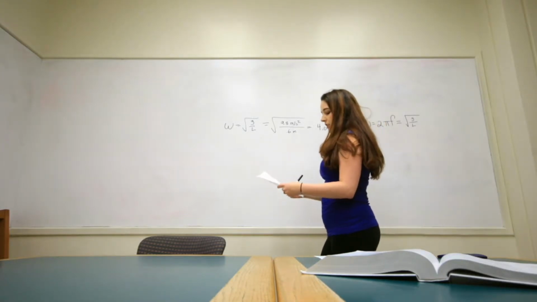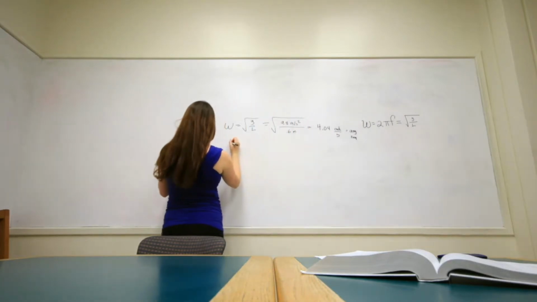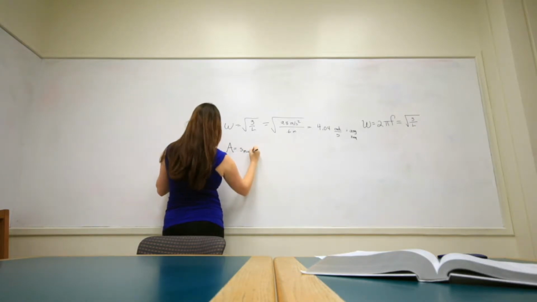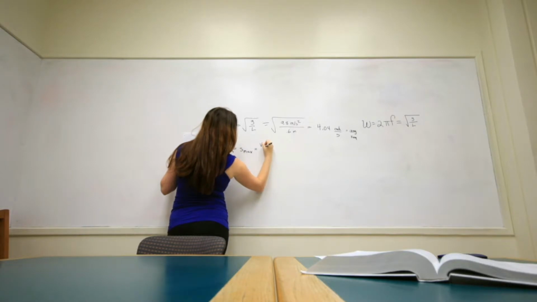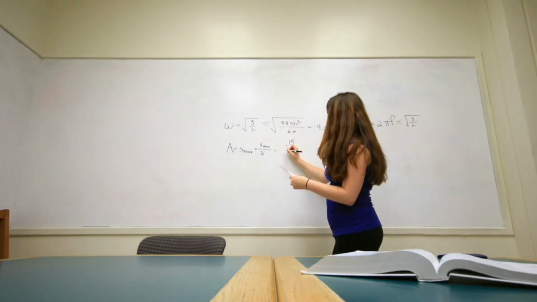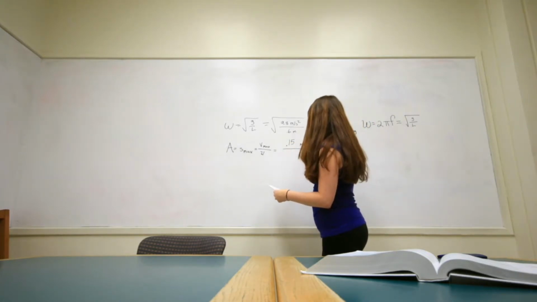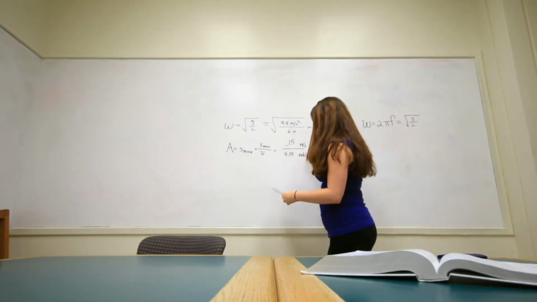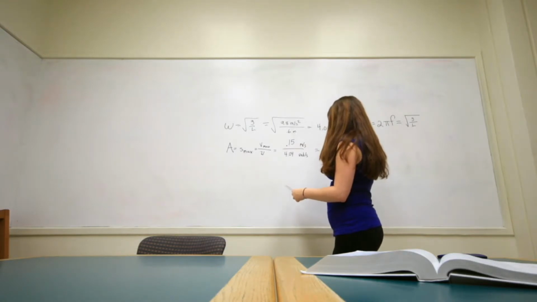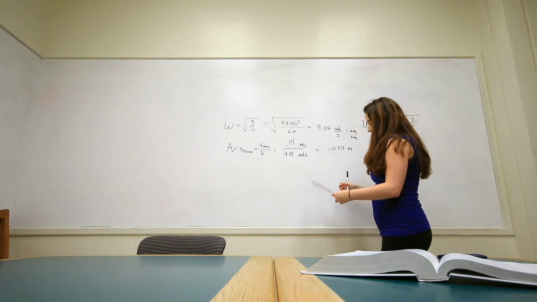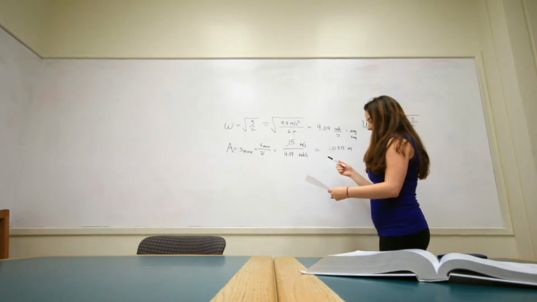Second, we need to find the speed at the lowest point. A equals max speed, or max velocity, over omega, which would equal the speed at the lowest point over the angular frequency. That equals 0.0371 meters.